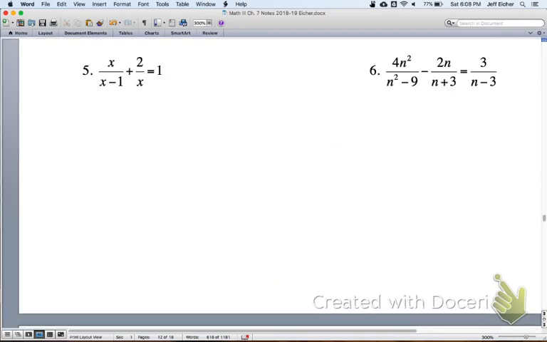On to number 5. See if you can identify what is the lowest common denominator. What are we going to multiply each side by in number 5? Pause this video.